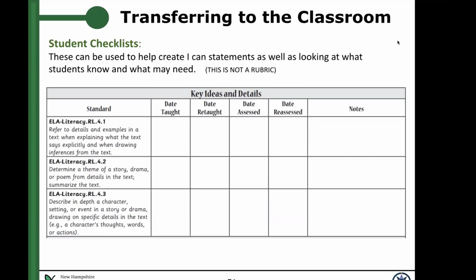But make sure that you know when was your first touch point with these different standards. Has there been any reteaching? How are kids doing? Take some notes. There's no reason to linger on something if all the kids have it.